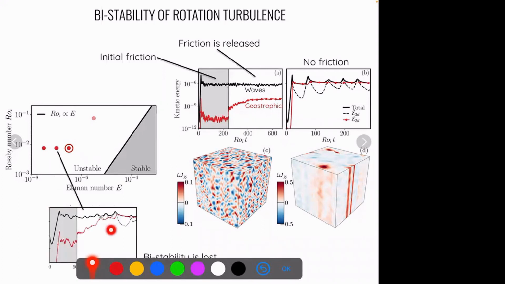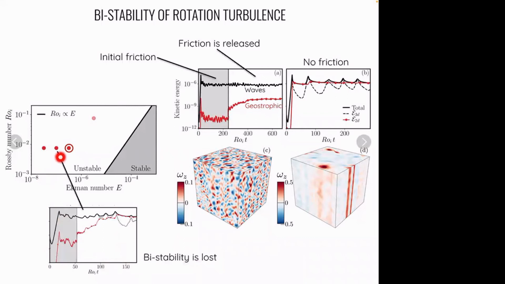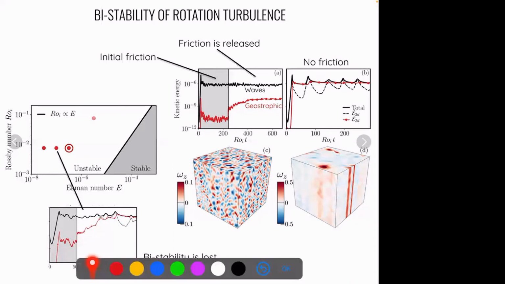Okay, and I think it's important to note also that if you decrease the Ekman number, so if you decrease dissipation, even if you start from a three-dimensional state, you switch back to the geostrophic state via a very nice exponential growth. Okay, so that's it for the numerical simulations.